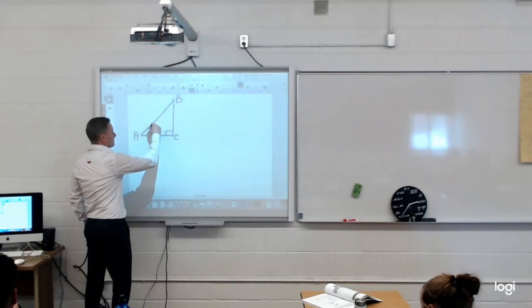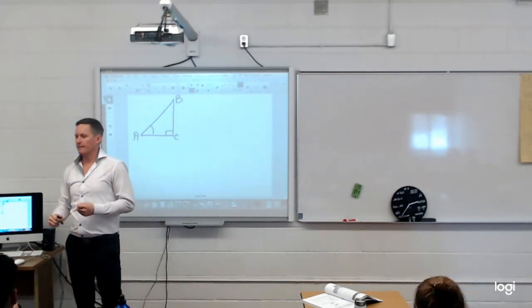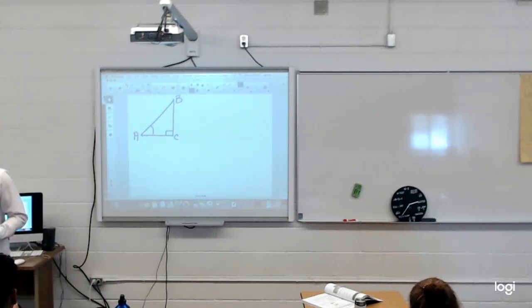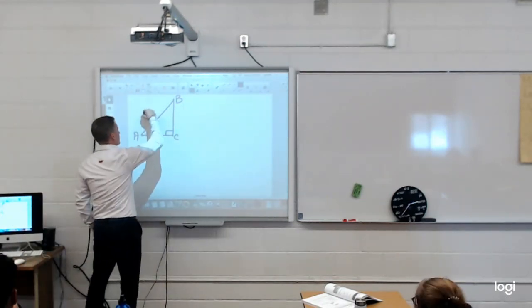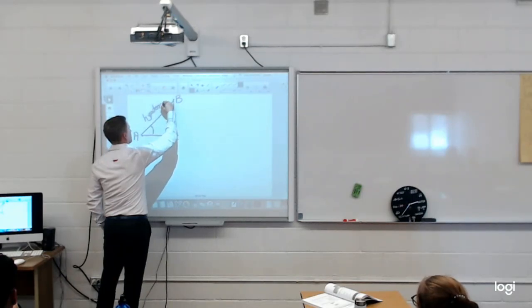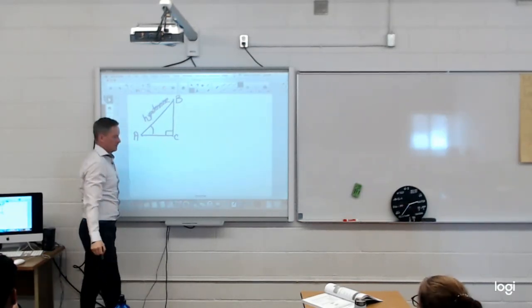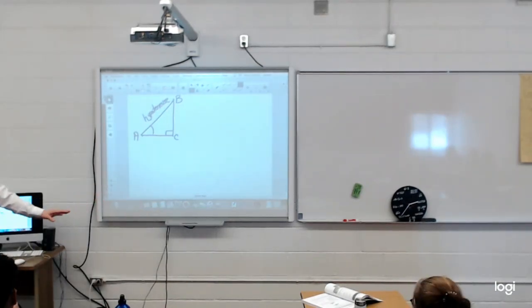Okay, so all of those ratios are based on the angle I'm looking at. Which angle am I looking at? That decides which side is opposite, which side is adjacent, and which side is the hypotenuse. So first of all, the hypotenuse never changes. Where do we find it? Longest side, opposite the right angle. All the time. That never changes. The side opposite and the side adjacent change based on which angle I'm looking at.